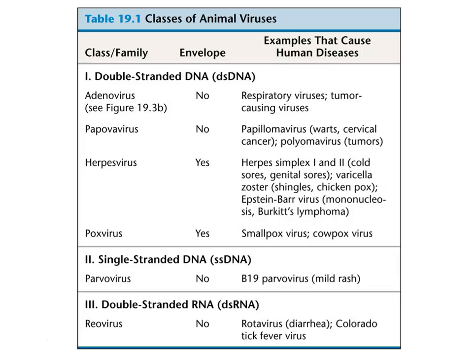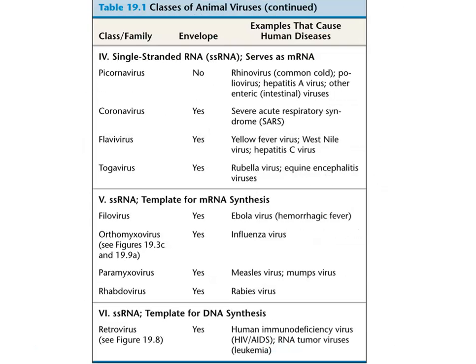Double-stranded RNA is seen with reoviruses, and we can have single-stranded RNA. This is able to serve directly as an mRNA template, so nothing else is needed. It can go straight to translation. Picornavirus, coronavirus, flavivirus, togavirus. Then you can have the single-stranded RNA that can be used to make the mRNA that then could be translated. The filovirus, orthomyxovirus, paramyxovirus, gosh, I can't say these names, rhabdovirus.